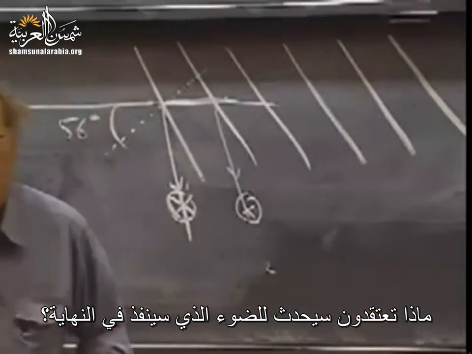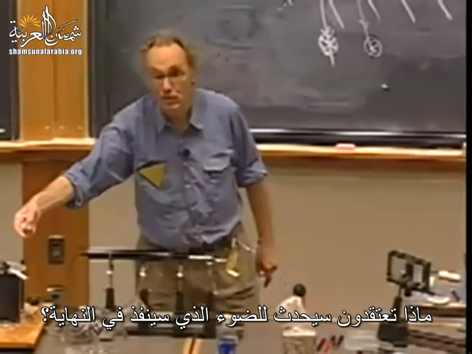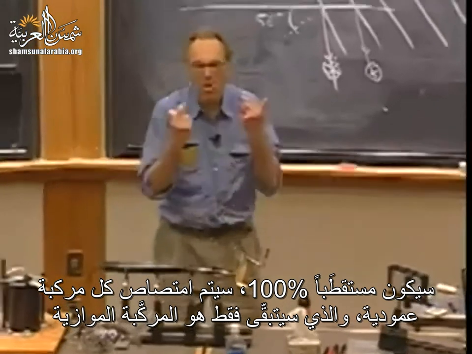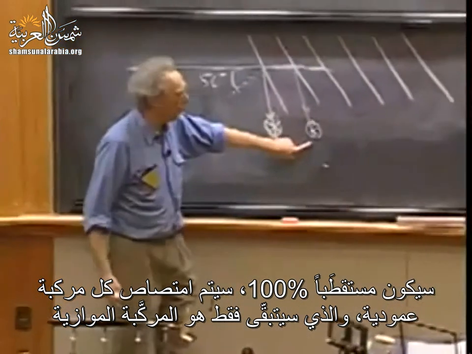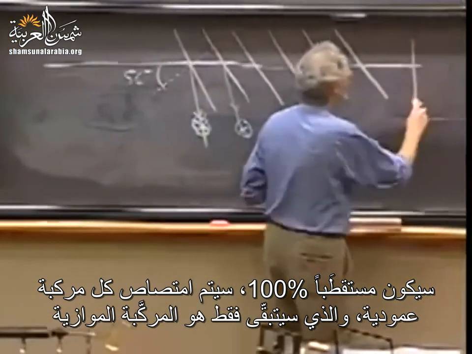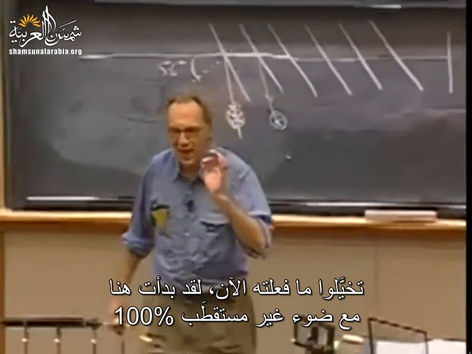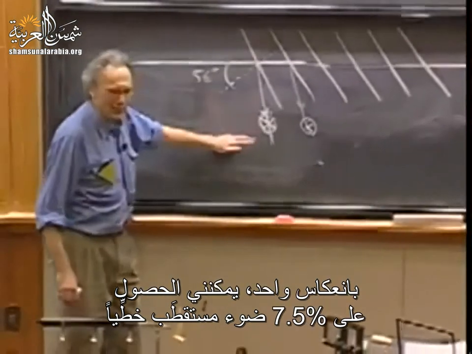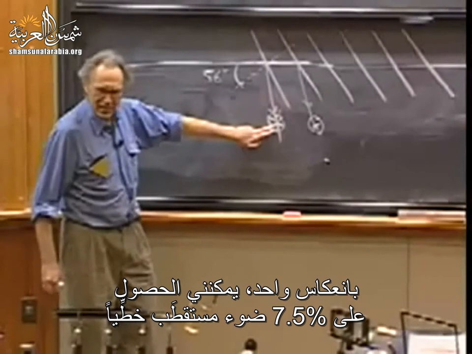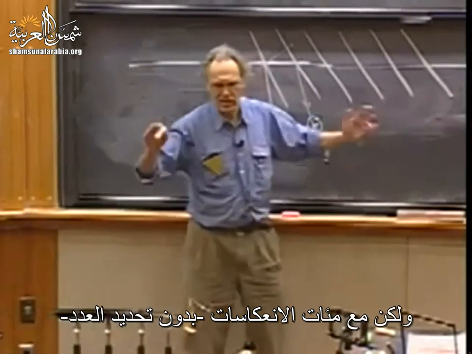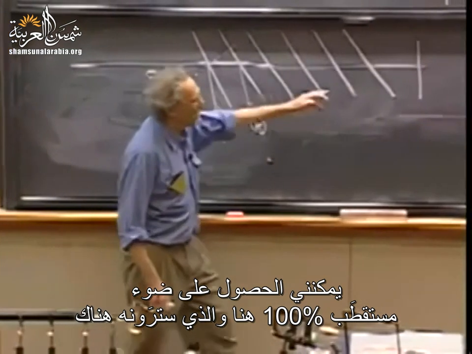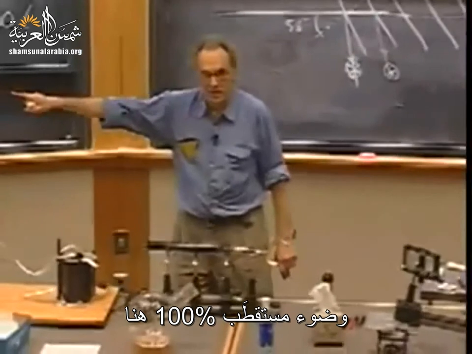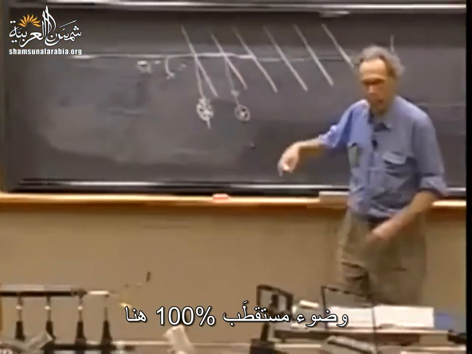What do you think then happens with the light that ultimately makes it through? 100% polarized. I have sucked out every perpendicular component, and so what remains then is the parallel component. So imagine what I have done now. I start with 100% unpolarized light. With one reflection, I can get 7.5% linearly polarized, but with hundreds of reflections, without being too specific, I can get 100% polarized light here, which you're going to see there, and I get 100% polarized light here.